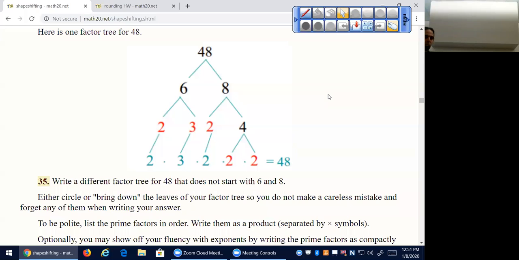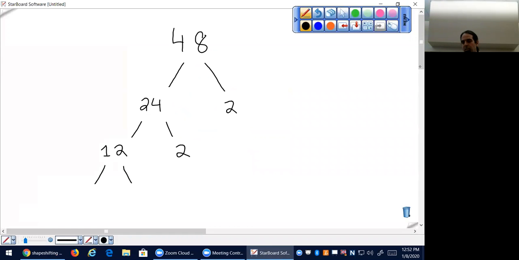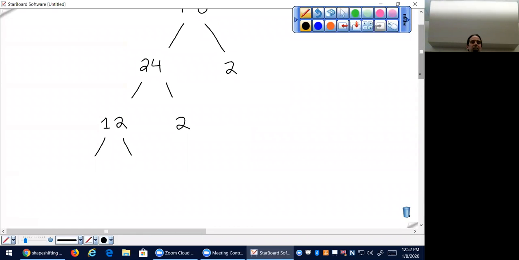I want to do another one that doesn't start with 6 and 8. So how else could we break apart 48, other than 6 and 8? 24 and 2, okay. So 2 is prime, 24 we can keep going. 12 and 2, okay. 12 we keep going. 6 and 2, and then 3 times 2. 3 times 2. Okay, now we're done.